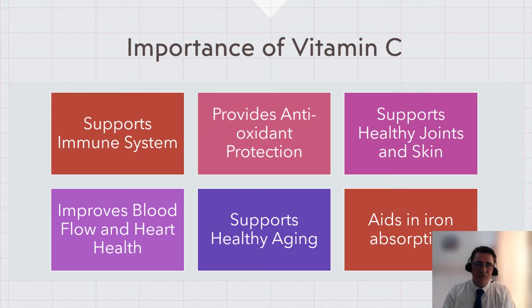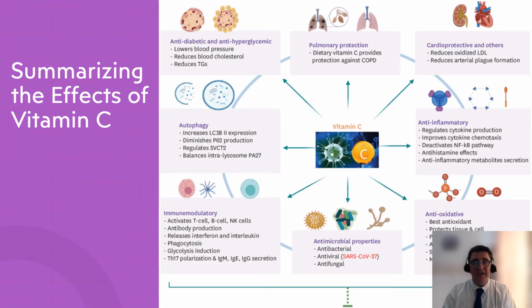To briefly remind the importance of vitamin C, we have to remember that it's very famous in supporting our immune system. It provides antioxidant protection, supports healthy joints and skin, improves blood flow, supports healthy aging, and aids also in iron absorption. If we need to summarize the clinical benefits of vitamin C, it is very well known to protect from pulmonary infections. It has got cardioprotective and other effects on our cardiovascular system.